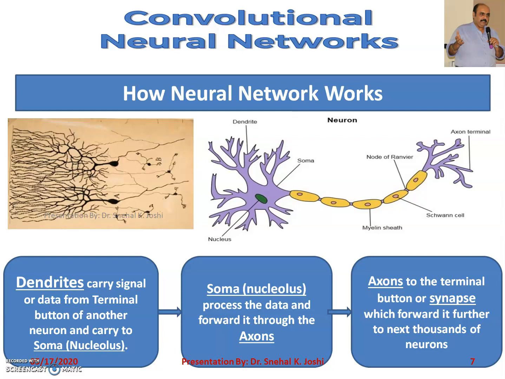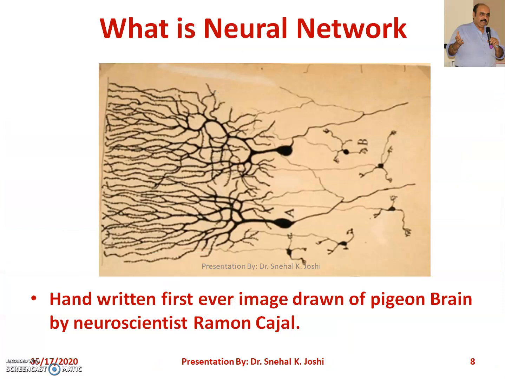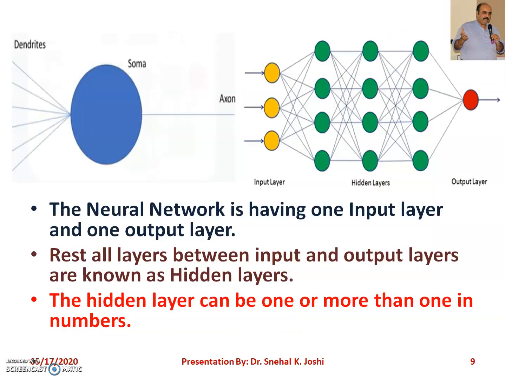We are trying to follow the same architecture and use this concept to build our artificial neural network. We follow the concept in a similar way, and let us see how we do it. Okay, as we already discussed in the previous slide, this is the first handwritten image drawn of the pigeon brain by the neuroscientist Ramon Cajal. And this is our replica of the human neuron system.